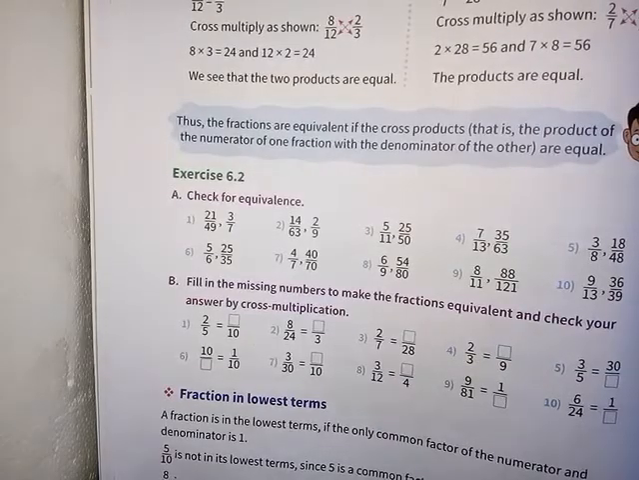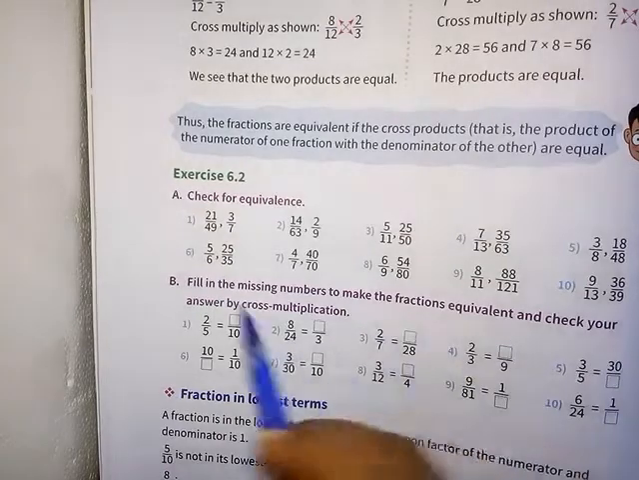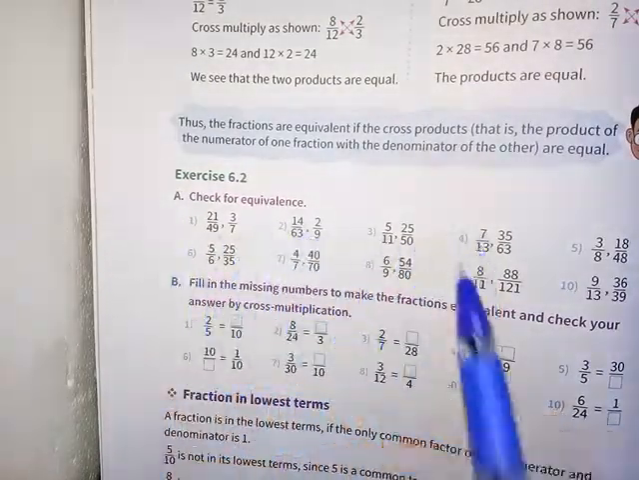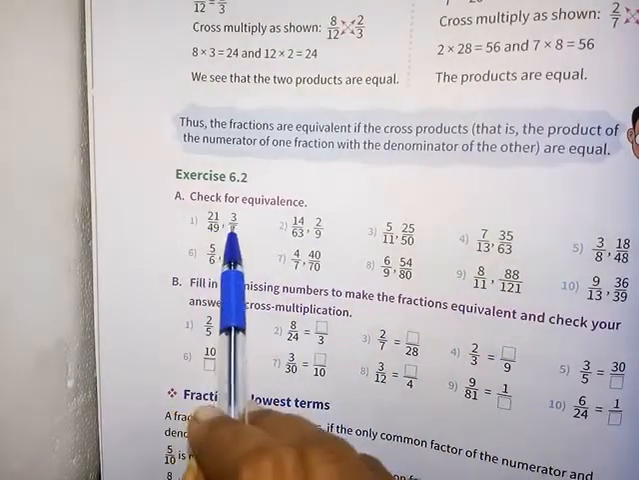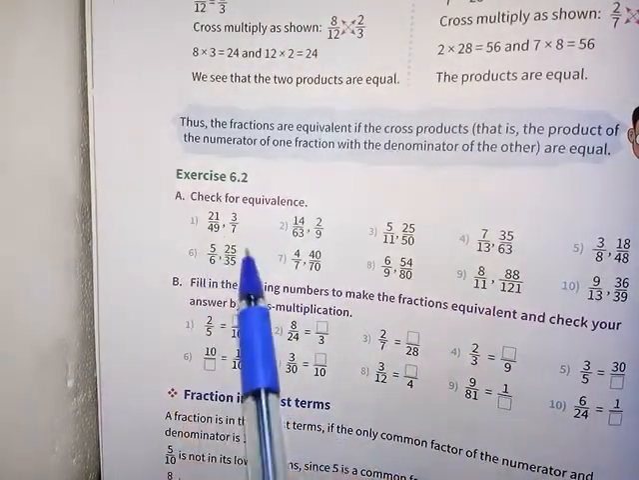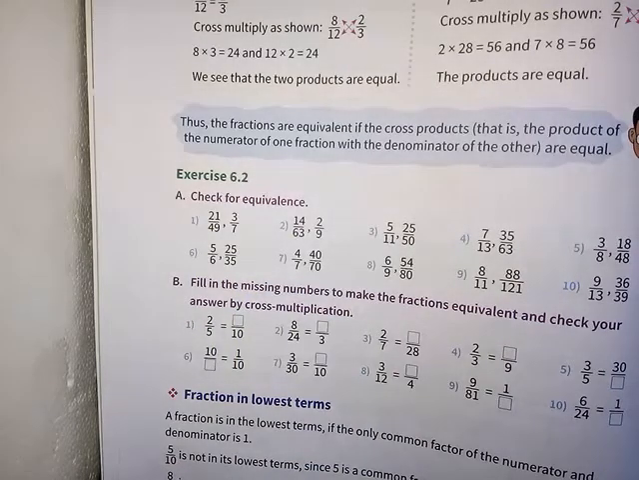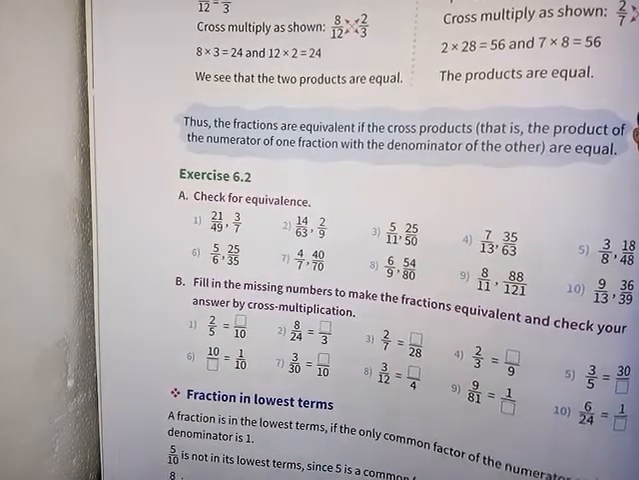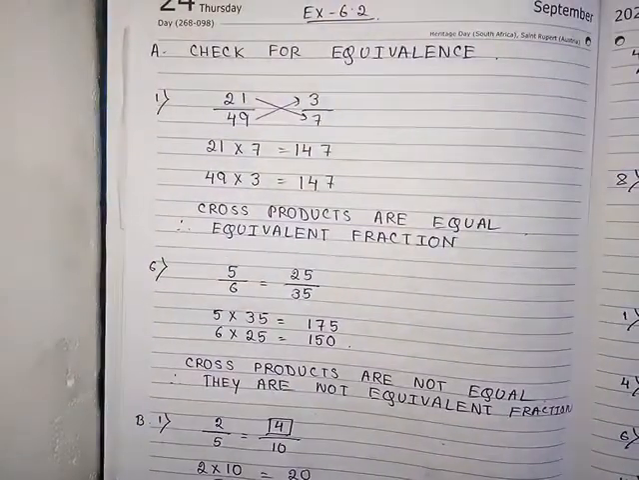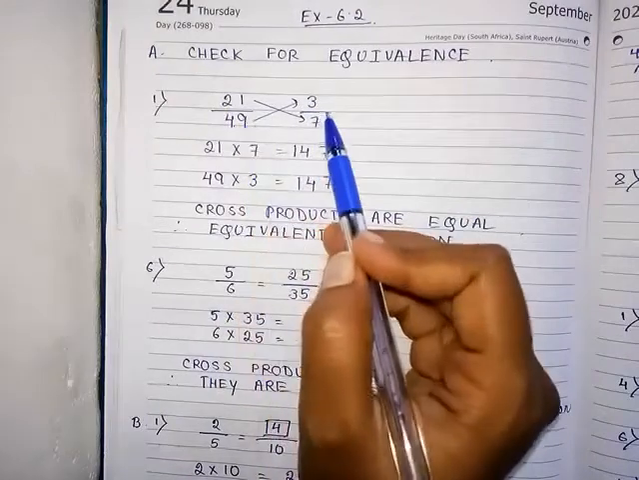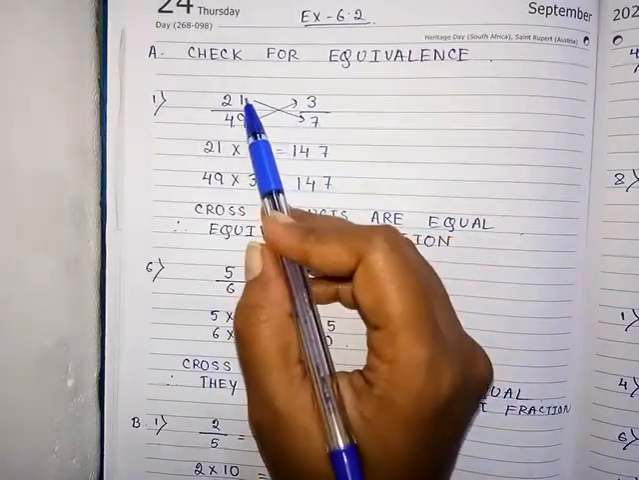Now in exercise 6.2, check question number A. Here some fractions are given. You have to check whether these two fractions are equivalent or not. How will we check whether these two fractions are in equivalence relation or not? First, write down the question: 21 by 49 and 3 by 7. These two are fractions. We will cross multiply.